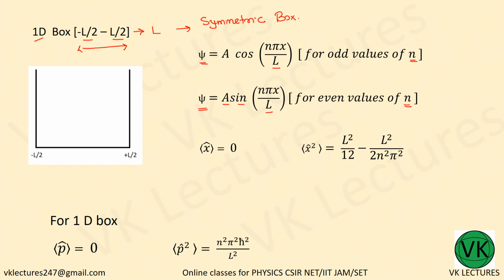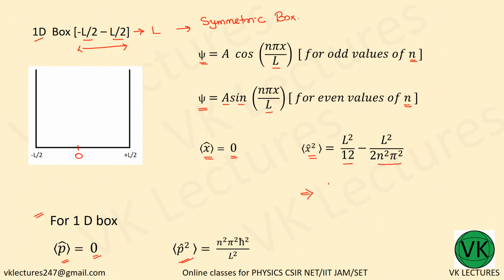Now the expectation of x is also in the middle, which is equal to 0. So the expectation of x is 0, while the expectation of x² is L²/12 minus L²/(2n²π²). For the 1D box, the expectation value of P, the momentum, is equal to 0. The expectation value of P² is n²π²ħ²/L². Now we can also write one more point here.